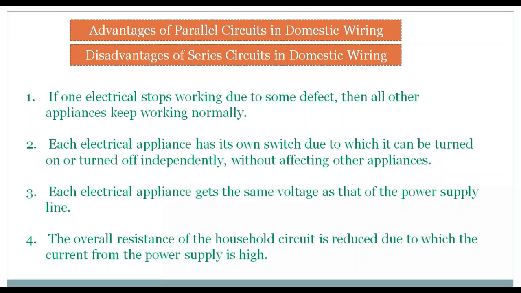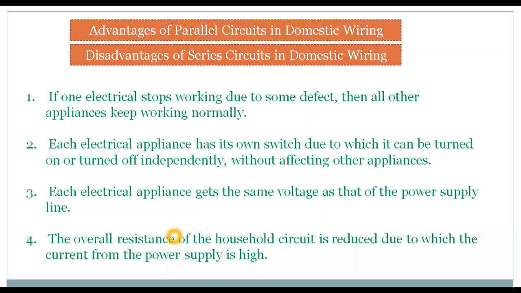Next, the overall resistance of the household circuit is reduced, due to which the current from the power supply is high. See, in the parallel combination, the total overall resistance of the whole circuit is reducing. Again, we saw this in the derivation of the formula, where the reciprocal of combined resistance is equal to the sum of the reciprocals of the individual resistances. That means the total resistance has been reduced, due to which more current will flow, right? So every appliance draws the required amount of current in case of parallel circuits.